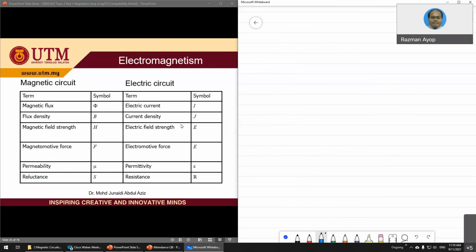So this is the comparison. You can see the current with the flux, the current density with the B. This one I think is not your focus. H and E, F is E. I think this one is not the same, so make sure you prepare this. And permittivity for electrical, and reluctance is the resistance.